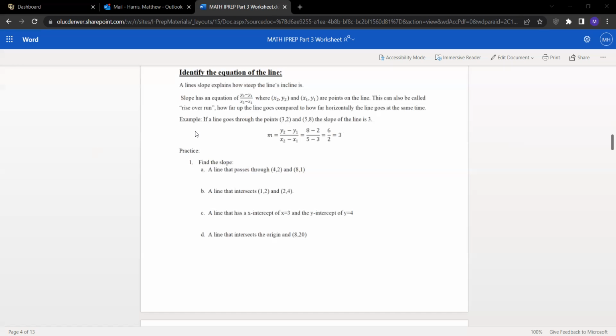So for an example, if you have a line that goes through the points (3, 2) and (5, 8), the slope of the line is 3. And here's how we calculate that. So we take our bigger number for y, or sorry, the point that's further to the right on the x-axis. So if we have x of 3 and x of 5, we know 5 is to the right of 3 on a graph. So (5, 8) will be our (x2, y2) coordinates. So we just plug it all in. So we have 8 minus 2 over 5 minus 3 equals 6 over 2.